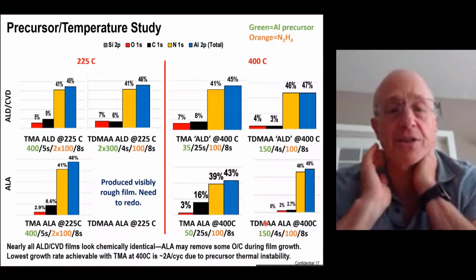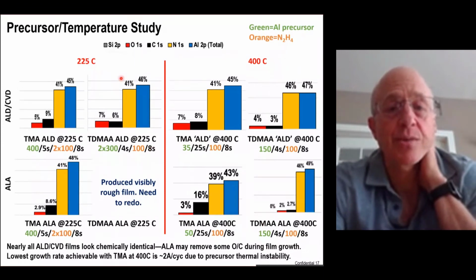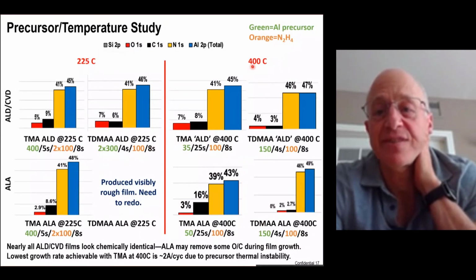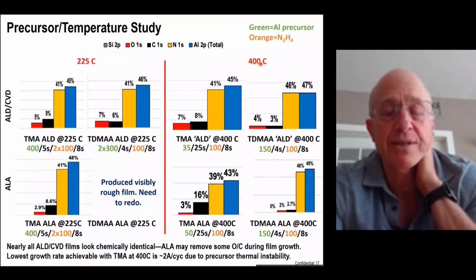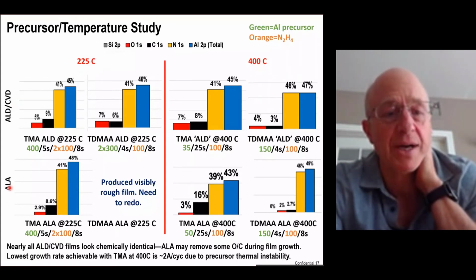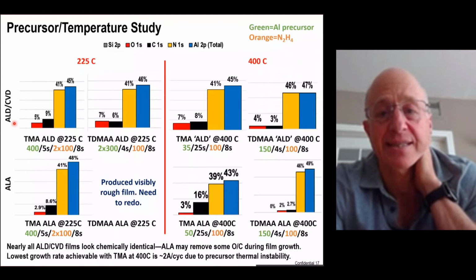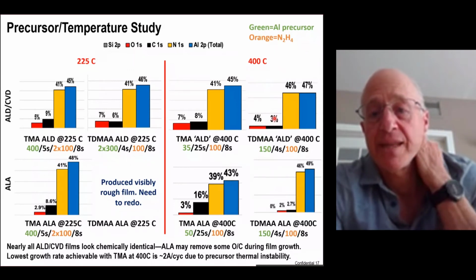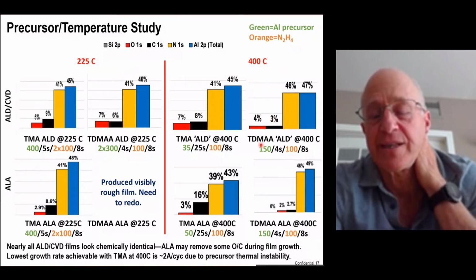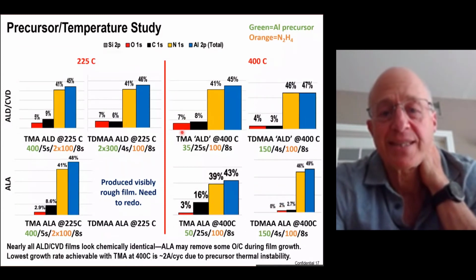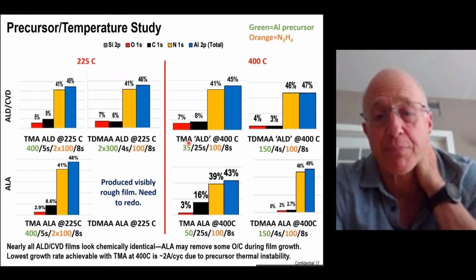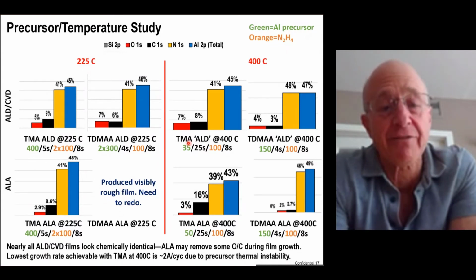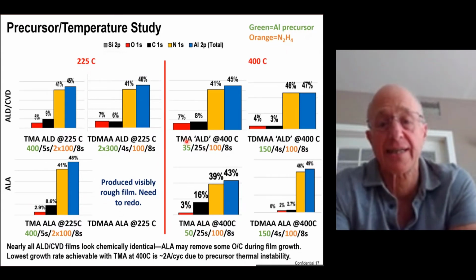We wanted to double check the effect of precursors. So what we did is this is at 225C, this is at 400C here. This is the thermal process, this is the ALA process. And you'll notice the ALA always gives us a factor of 2 lower oxygen over here. So at 400C over here, if we do this with TDMAA, 4% versus 2%, with TMA 7% versus 3%. So we gain a lot from the ALA in terms of oxygen content.